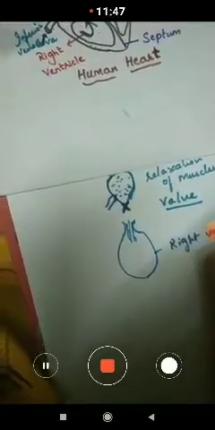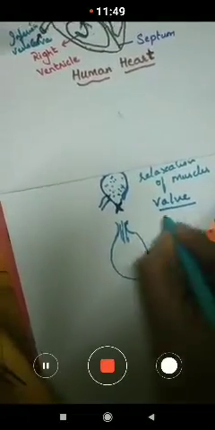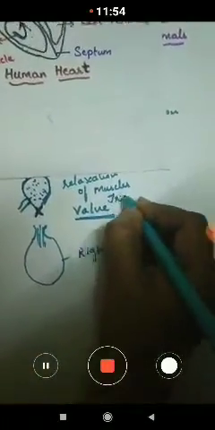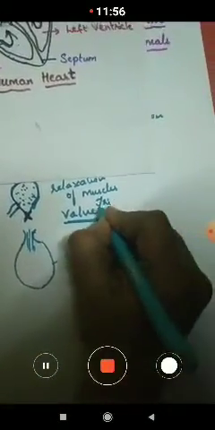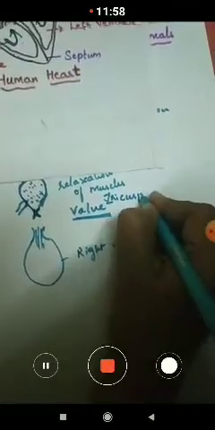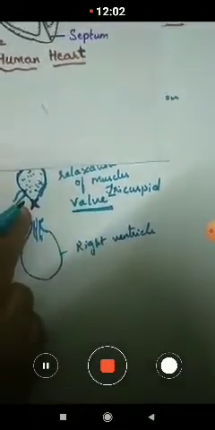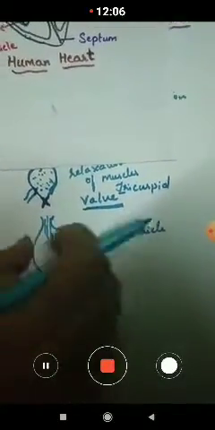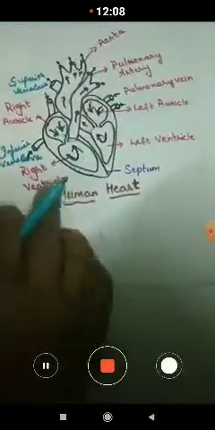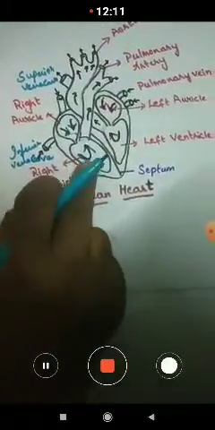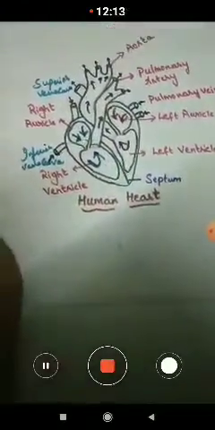It flows down to the right ventricle. So here you will be having the tricuspid valve. Tri means three. The tricuspid valve is present, and this tricuspid valve opens. As it opens, the blood is filled in the right ventricle. So now the blood is filled in the right ventricle, children.